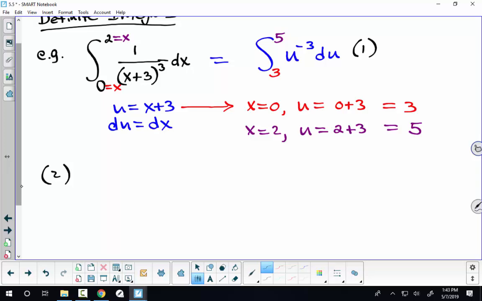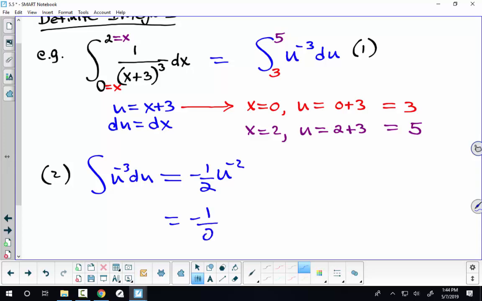Or 2, we can say from this point, I'm not going to put any bounds in yet because I know my original bounds on x were from 0 to 2. So I would first find the antiderivative of this. Then I would resubstitute. So now that I have the antiderivative back in terms of x, then I can evaluate that from 0 to 2.